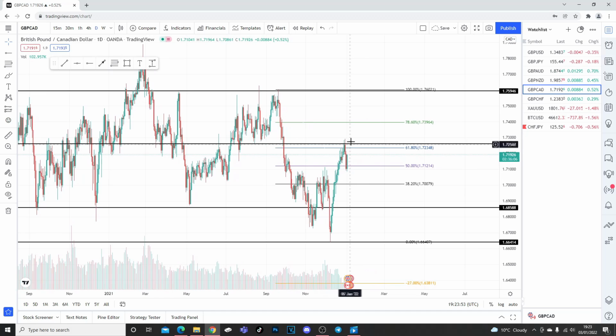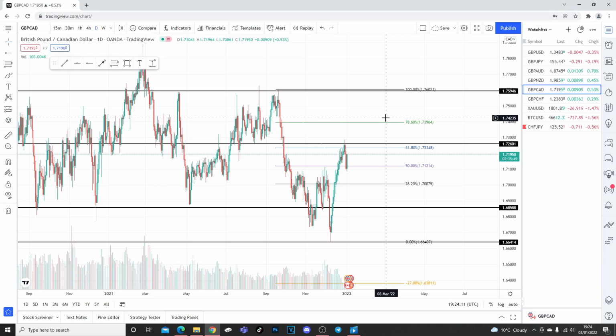This is where and why you treat it as an area, because look, it hasn't touched it to the pip, it's gone slightly over it. So on the lower time frames it would have closed above it, but on the daily, as you can see, it is working as it should.